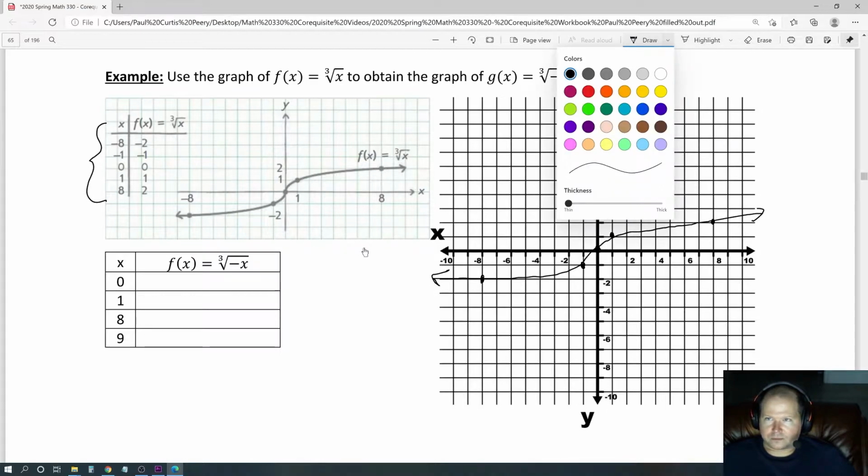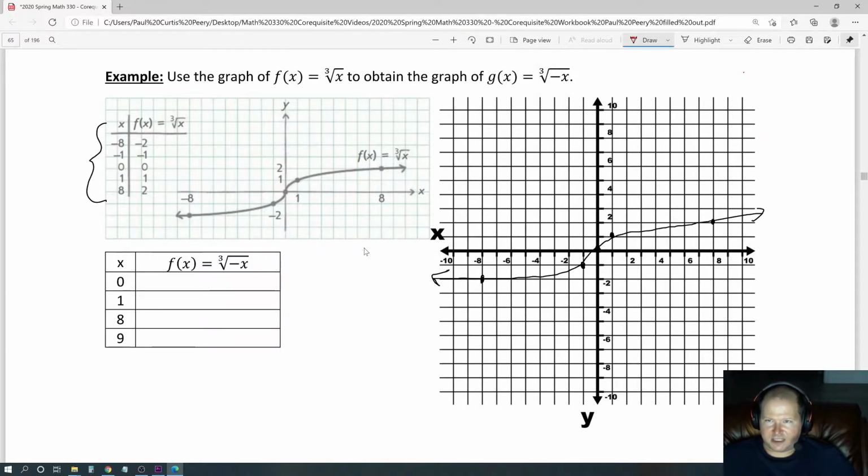So it should look something like this, and then like this. Okay. Now, theoretically, if you plug this negative in, it should flip it along the y-axis, which is right here. So y-axis. And let's see what happens. So we plug in a -0, which is still 0. Cube root of 0 is 0. We plug in a 1, which turns into a -1. Cube root of -1 is -1.